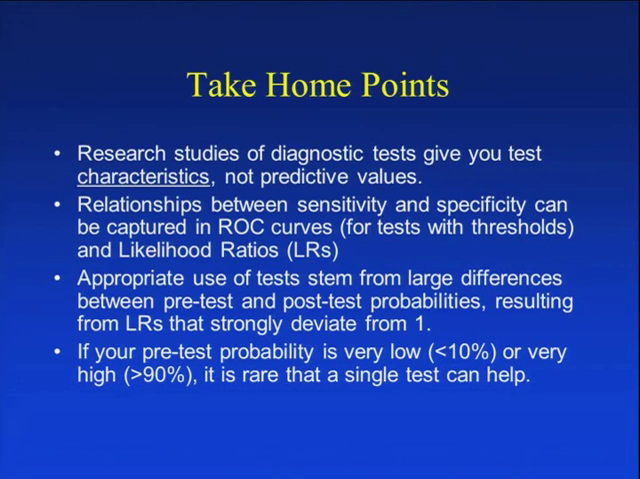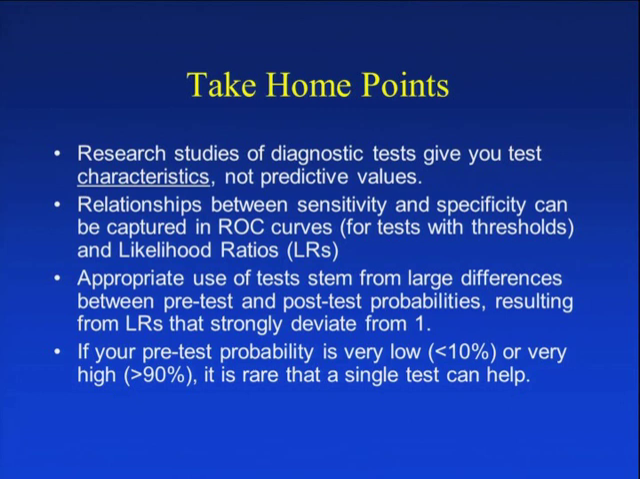So our take-home points from today. Research studies give you diagnostic tests, give you test characteristics. They can give you predictive values too, but they're not the predictive values that you can necessarily extrapolate to your patients. You have to recalculate them to understand how it relates to your patients. But your sensitivity and specificity from those research studies are what is most fundamental and what is fixed. The relationships between sensitivity and specificity can be captured in a number of different domains, including likelihood ratios and ROC curves, or just by using the 2x2 table.